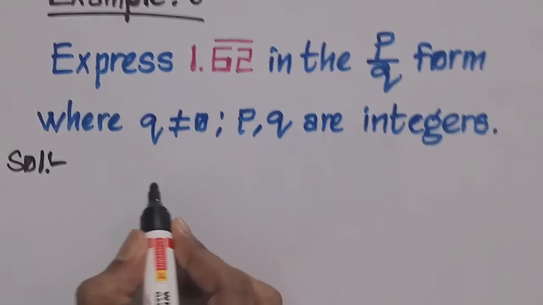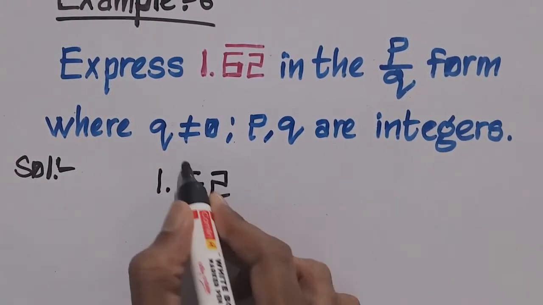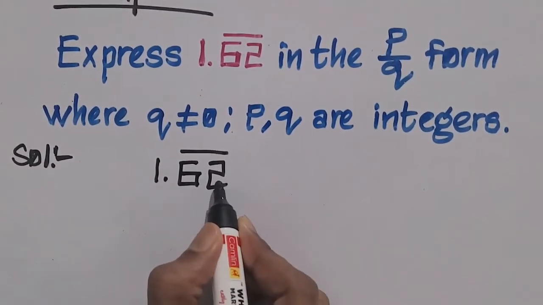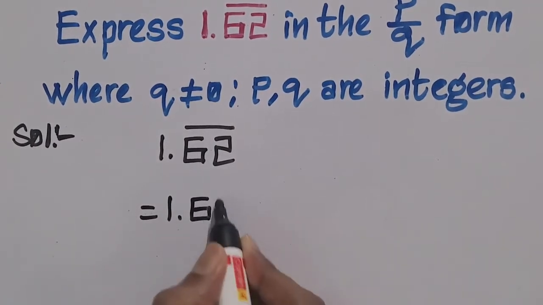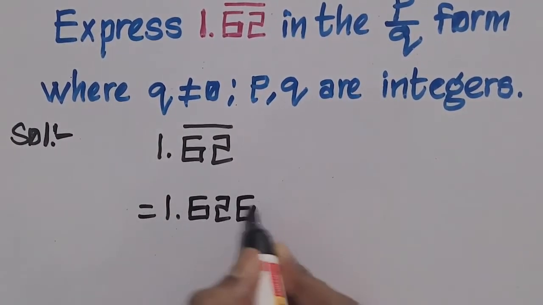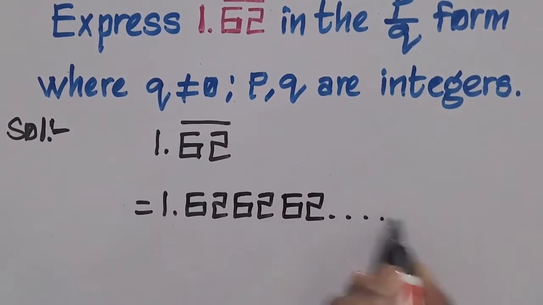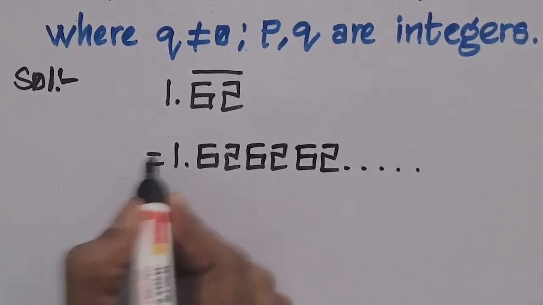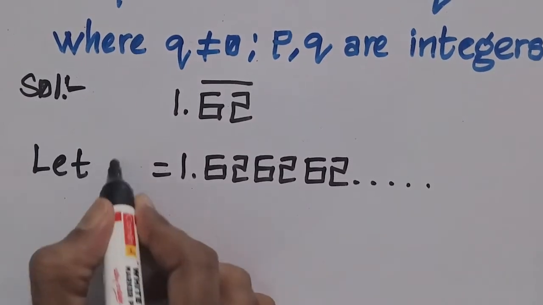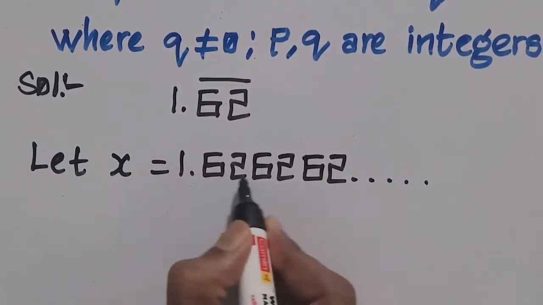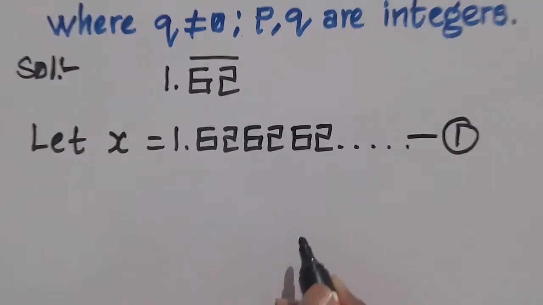1.62 bar. 62 bar means 62 is repeating: 1.62 and 62 and 62. Here 62 is repeating. Therefore, I am taking, let x is equal to 1.6262 and so on. This is equation 1.